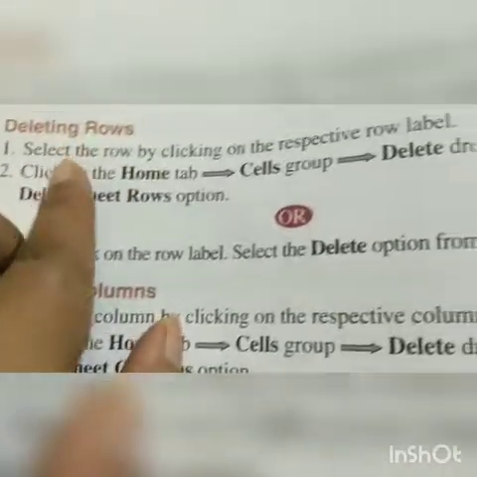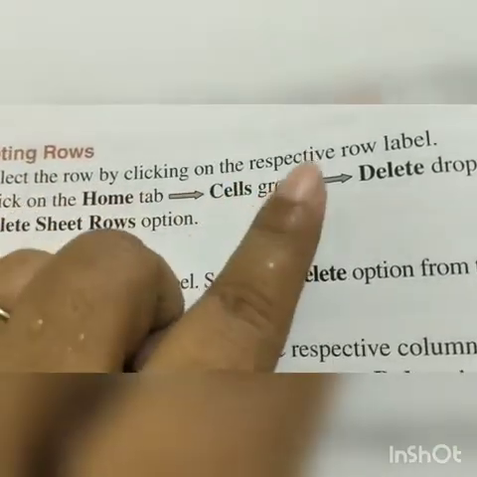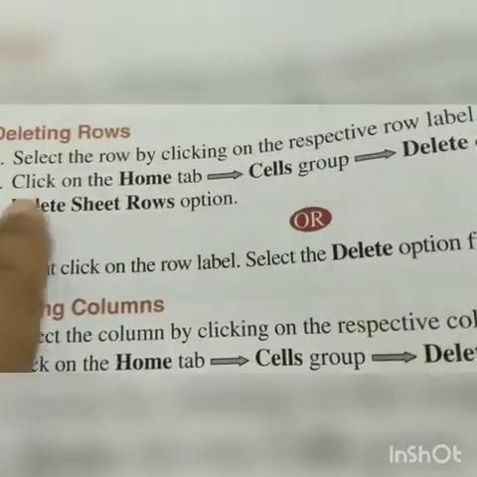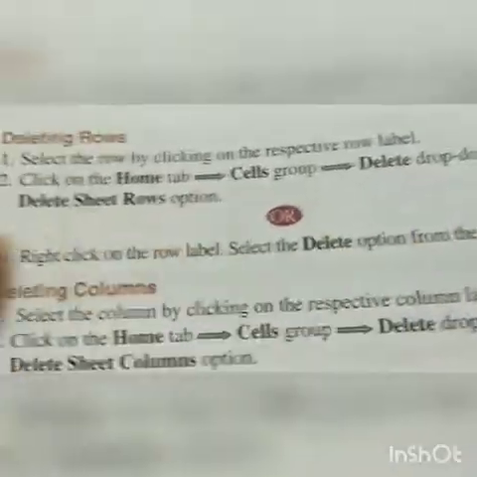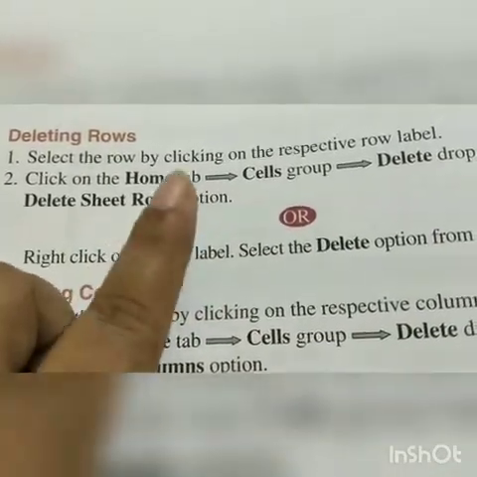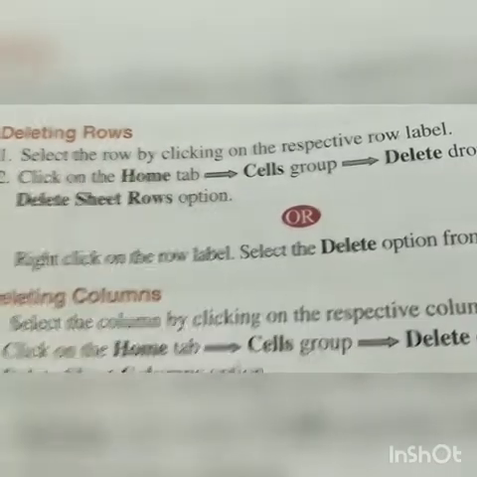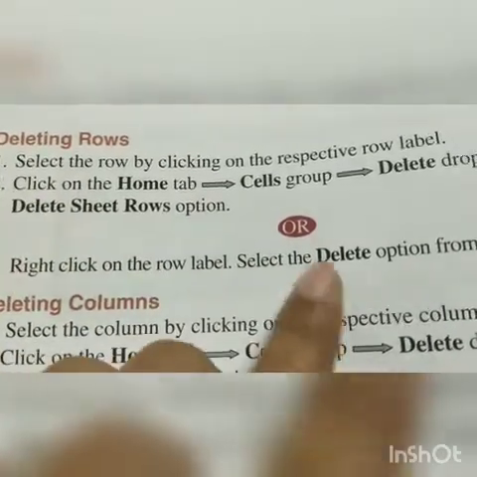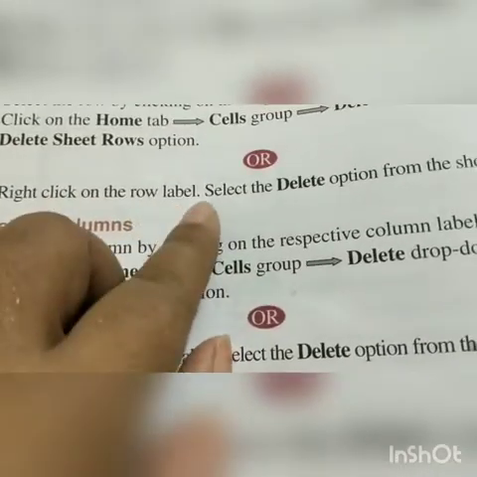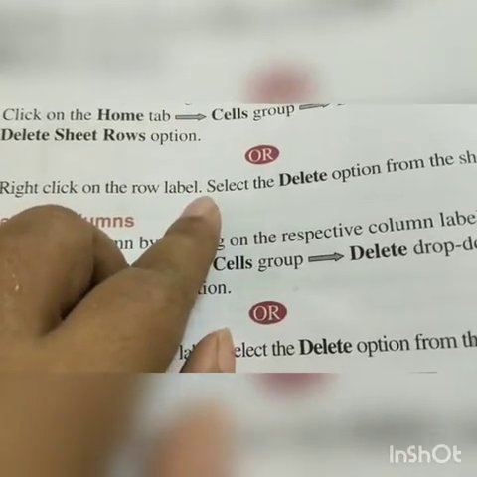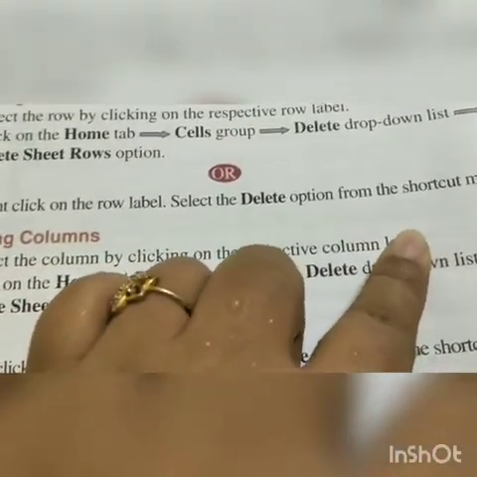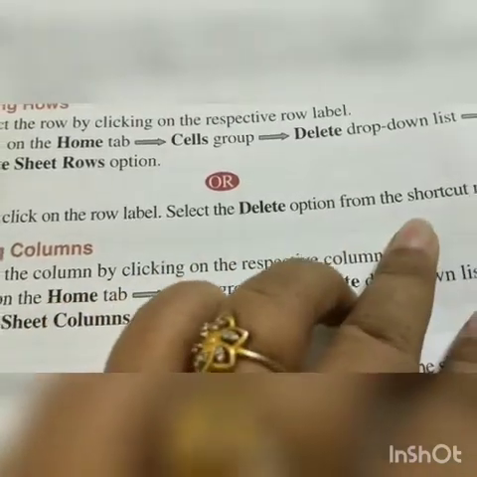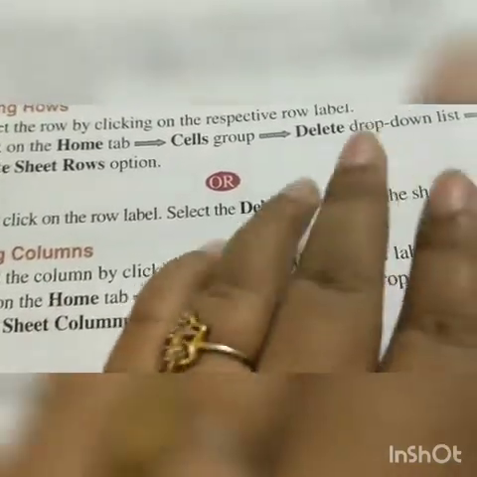Deleting rows. Select the row by clicking on the respective row label. Click on the Home tab, Cells group, then the Delete drop-down list. After that, select the Delete Sheet Rows option. Like that you can delete the rows. Or right click on the row label which you want to delete, and select the Delete option from the shortcut menu. The Delete option will be in the shortcut menu, and from there your row will be deleted.